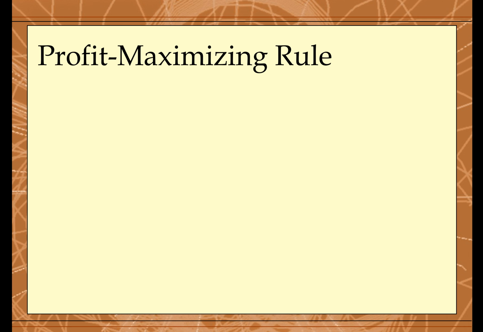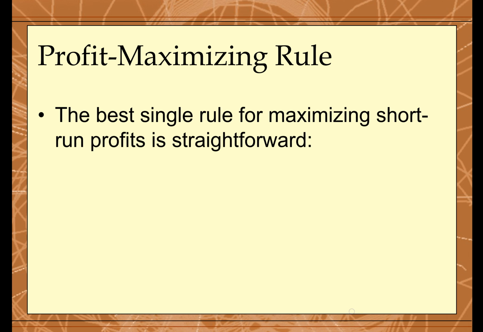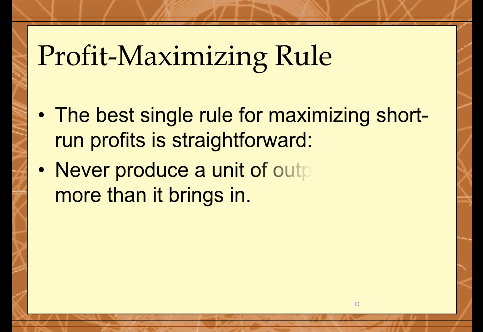In this video, we're going to determine how a firm knows the rate of output that will maximize profit. Well, there's something called the profit maximization rule, and that's the single best way for maximizing profit. What you're going to do is never produce a unit of output that costs more than it brings in.